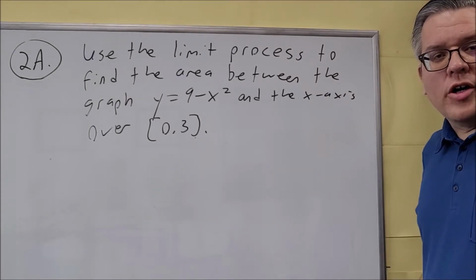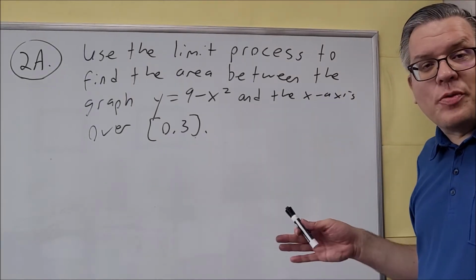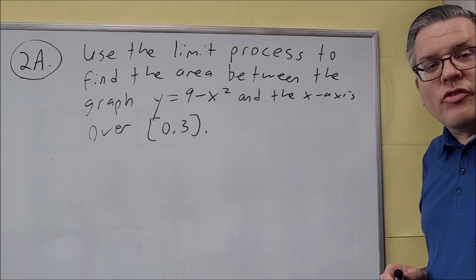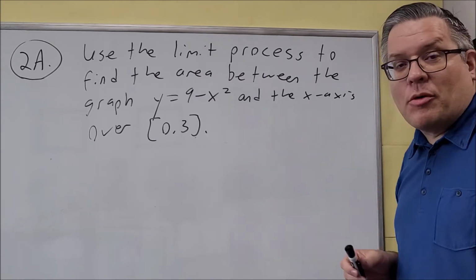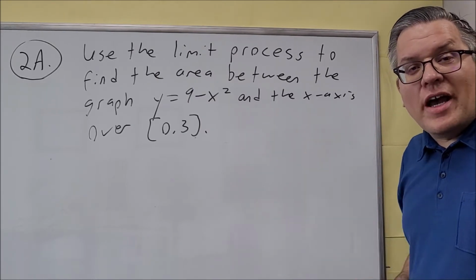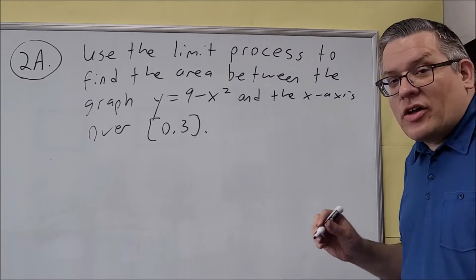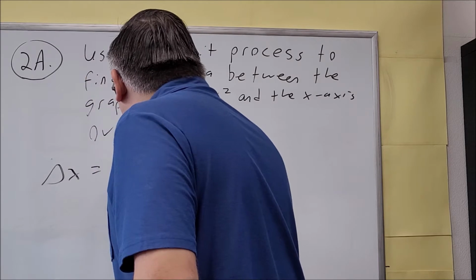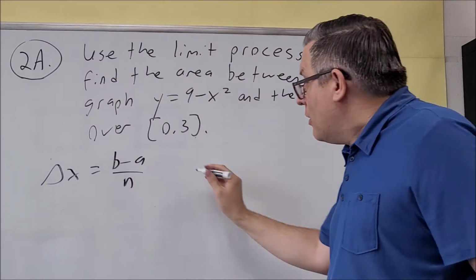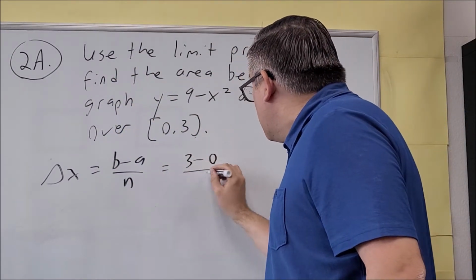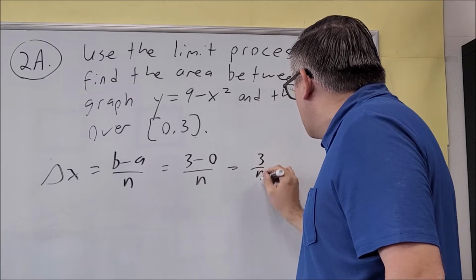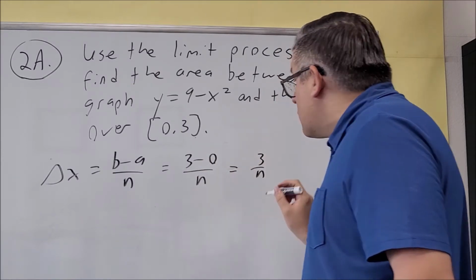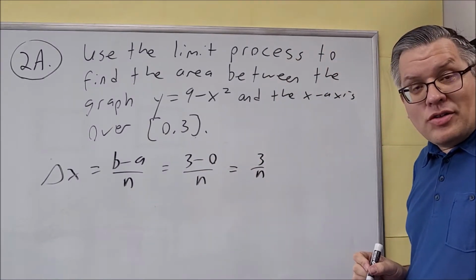Okay, this problem requires you to do that long process by using the Riemann sums. So the very first thing that you want to do with this kind of problem is to find the delta x and the CI. So delta x, let's do that first. Delta x formula is b minus a over n, and this is equal to 3 minus 0 over n, which is equal to 3 over n. So that's going to be your delta x.